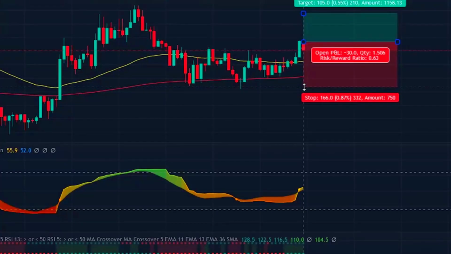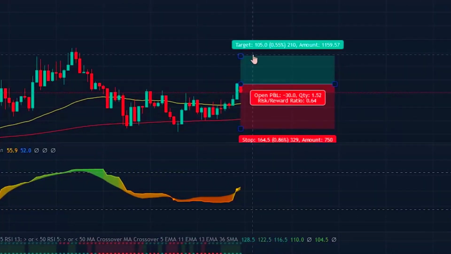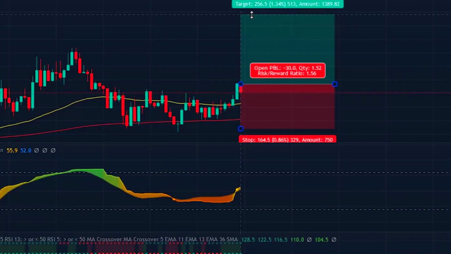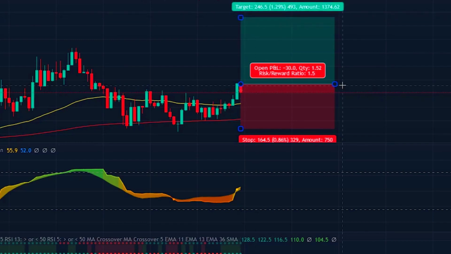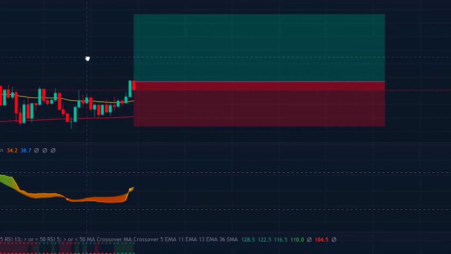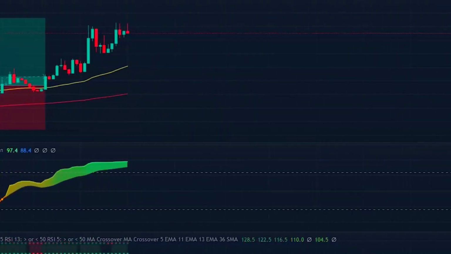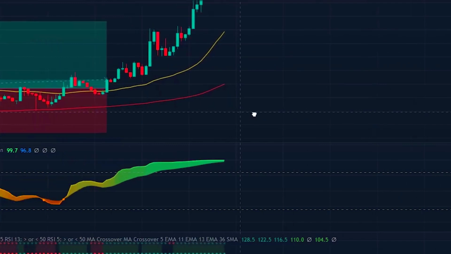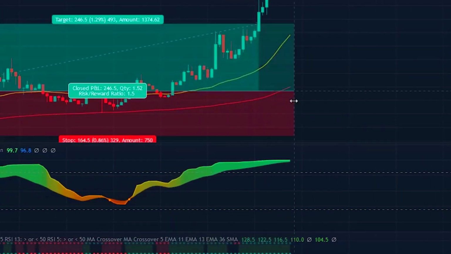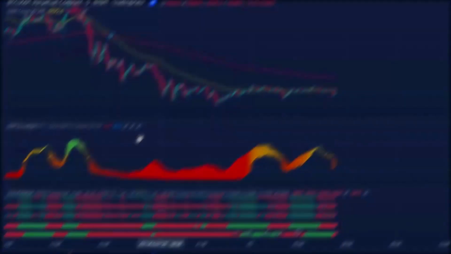We will put the stop loss at the recent swing low or just below a support point. For the take profit, we will target a 1.5 times risk to reward ratio. As you can see, the trade was profitable again. Now let's take a look at when to enter into a short.